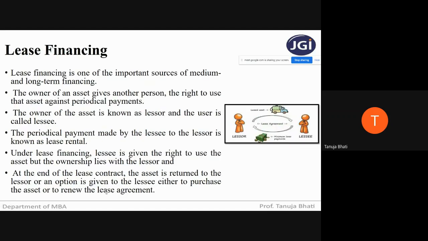Next is lease financing. This is also one more source through which the company can raise finance. Lease financing is one of the important sources of medium and long term financing. The owner of an asset gives another person the right to use the asset against periodical payments. The owner of the asset is known as the lessor and the user is known as the lessee. The periodical payment made by the lessee to the lessor is known as lease rentals.